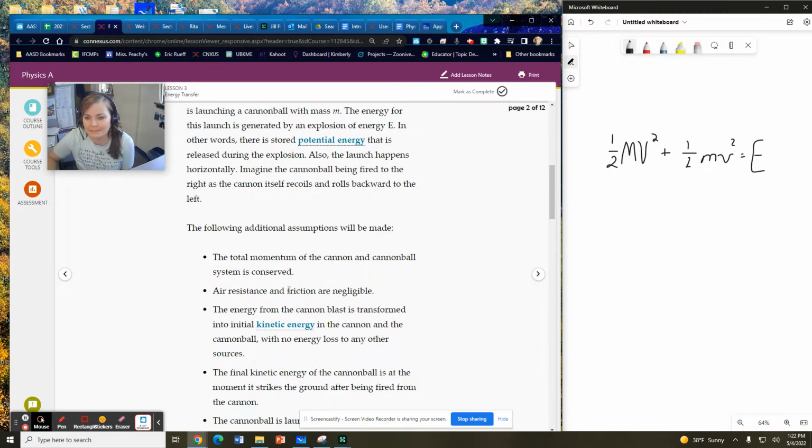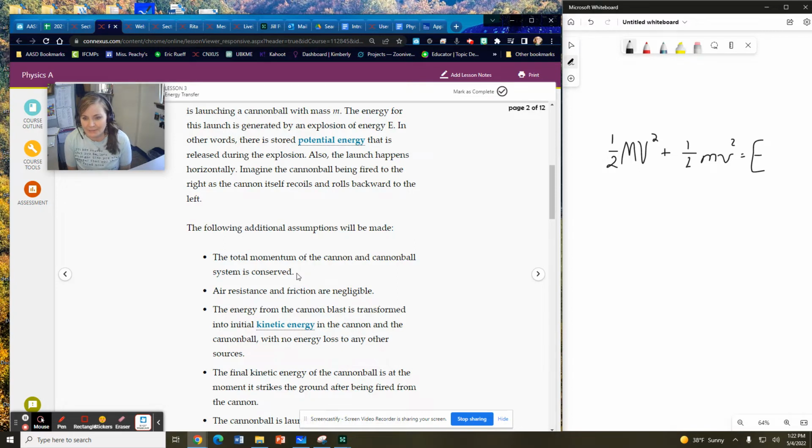The total momentum of the cannonball and the cannon are conserved. We can also say that the total amount of energy is conserved as well. So law of conservation of momentum and law of conservation of energy are equally applicable in this situation. We're going to ignore air resistance and friction.